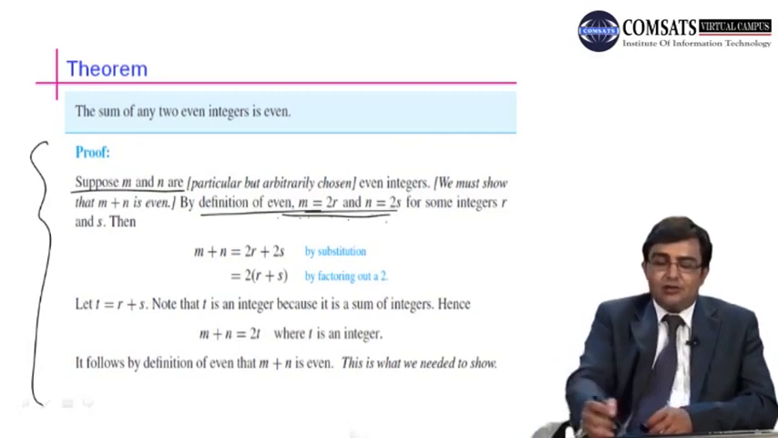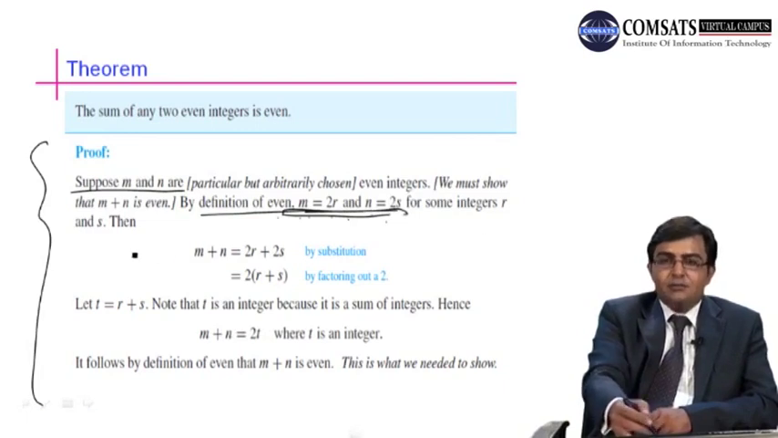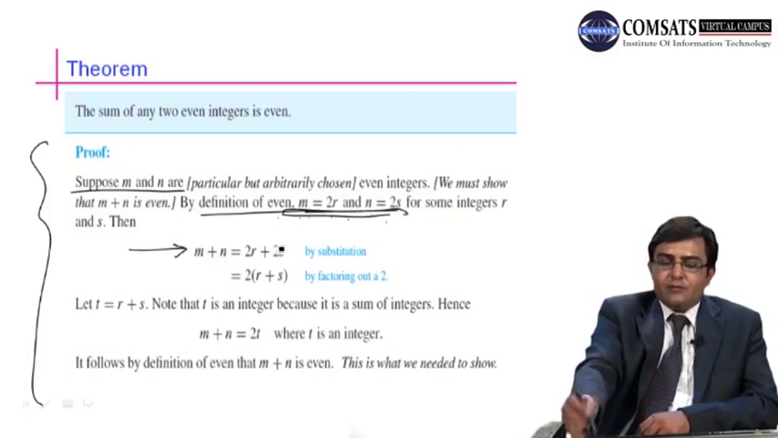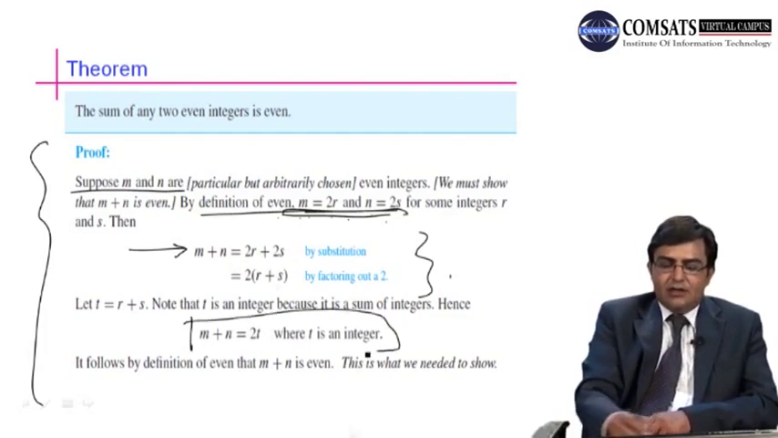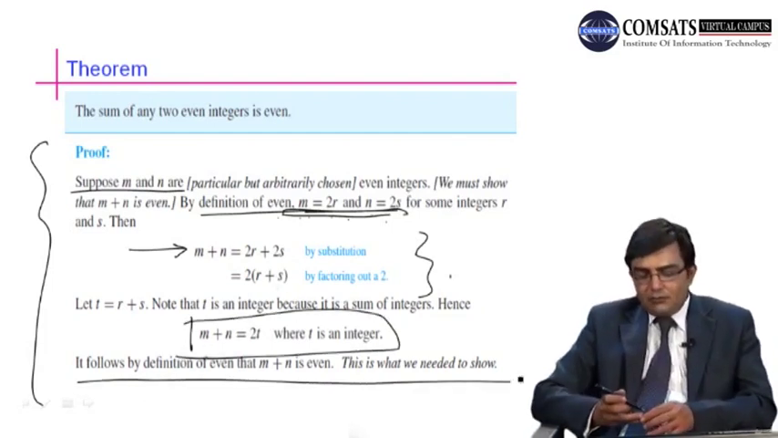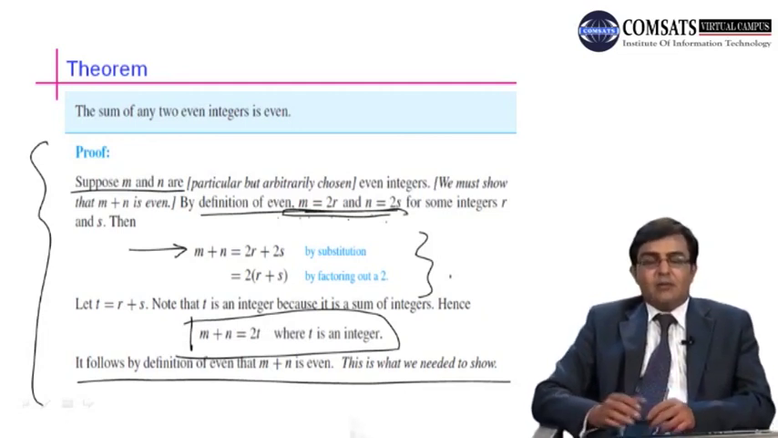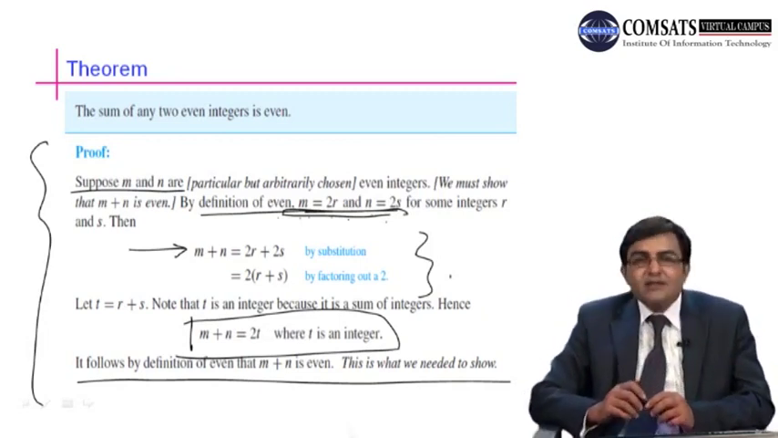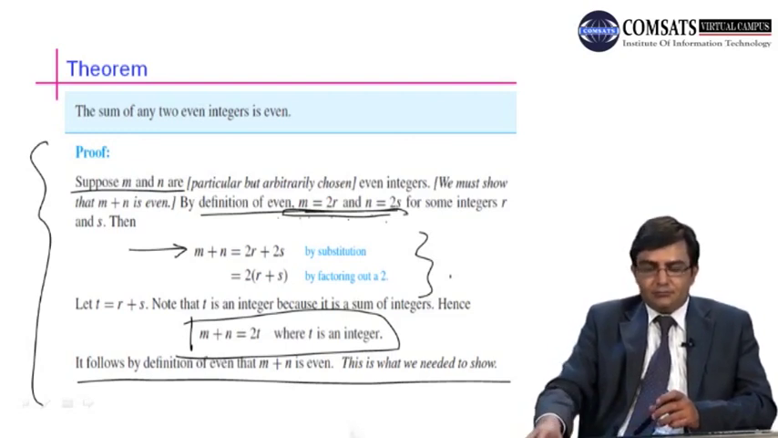We converted the hypothesis into usable form, and in the second step we add up these two integers and apply the definition of even integers, and we construct the result, and we have the result. So this is how we can prove theorems or any statements or propositions. We can provide proof by direct methods.